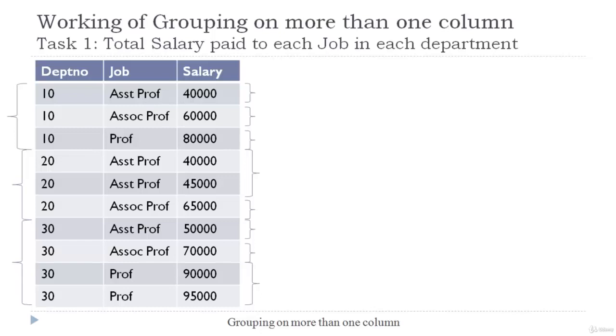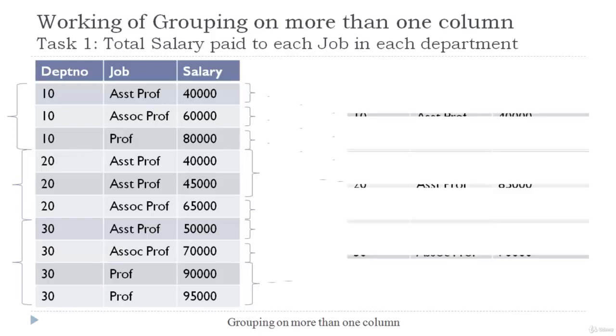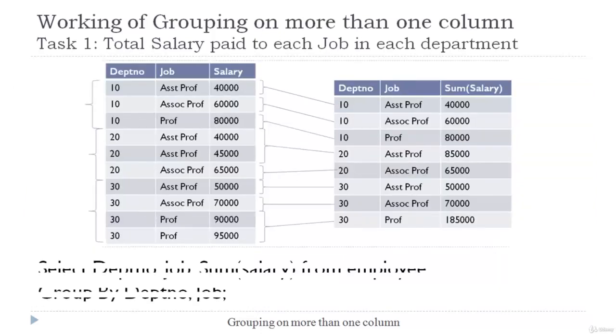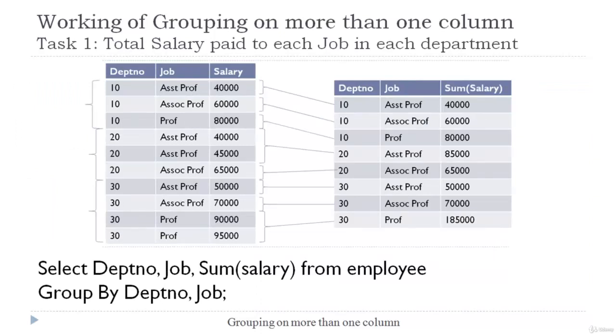So here we have a group within another group. First we perform the grouping on department number, and then within each department number we perform subgroups on job title. After creating these subgroups, a sum salary function will be applied to each subgroup to display its corresponding total salary, as shown here. The query to perform the above task is: select department number, job, sum salary from employee group by department number, job.